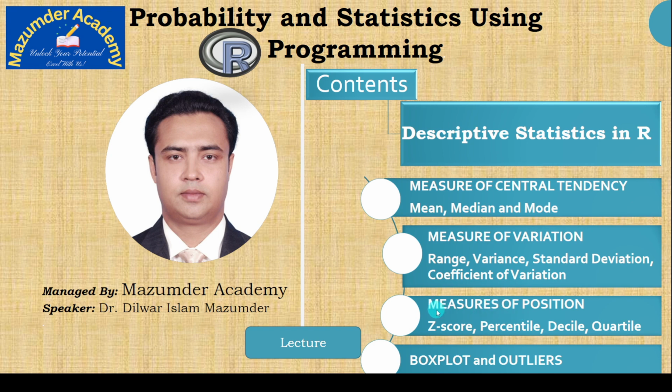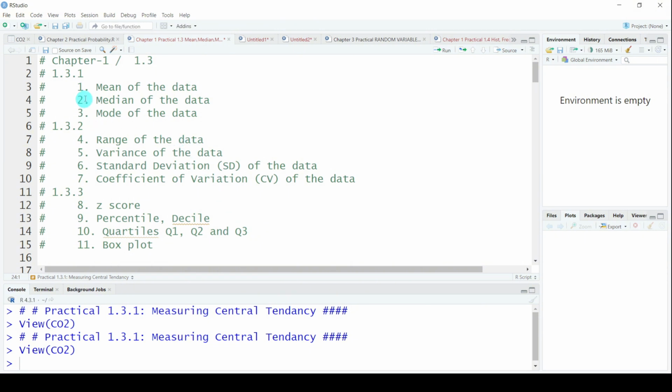Then we will cover measures of position. In measures of position, we will see z-score, percentile, decile and quartile. And finally, we will see how to draw box plot and how to determine the outliers. So without further delay, let us start the demonstration. As I already mentioned, mean, median, mode, range, variance, standard deviation, coefficient of variation, then z-score, percentile, decile, quartile and box plots. So these are the contents that I will cover today in this lecture.